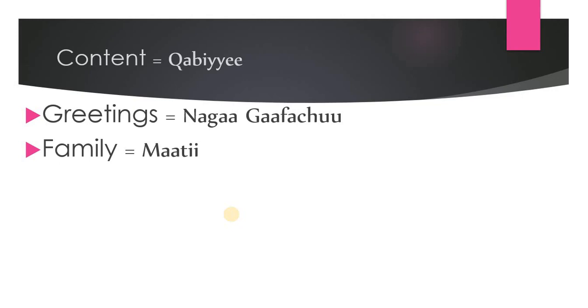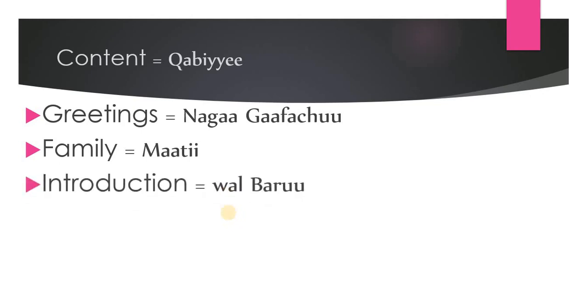The other content deals with communication, words, names, and phrases around family members. That's called Mati. Mati means family. The next one is introducing oneself to another. That's Wolbaru. Here we introduce ourselves and listen to other people introduce themselves to us. So we learn how to introduce ourselves to people. It's part of the greeting, but I dealt with it separately for a purpose.